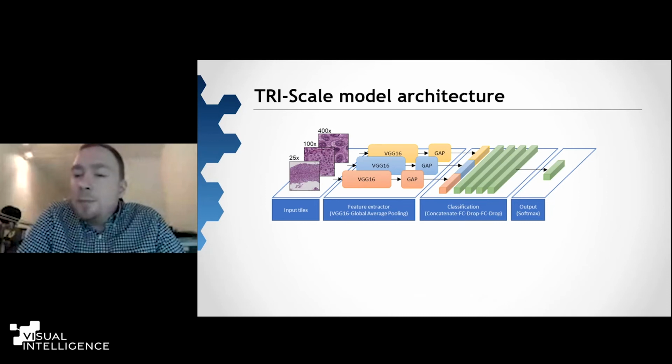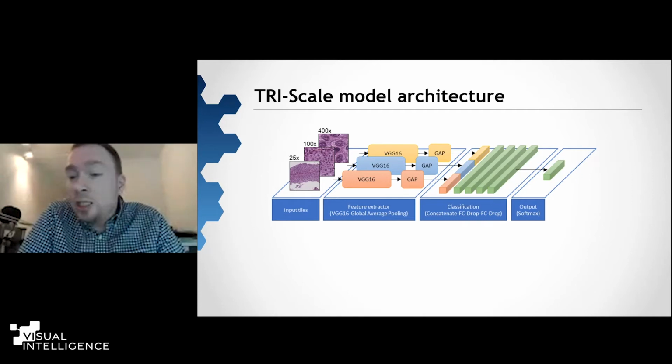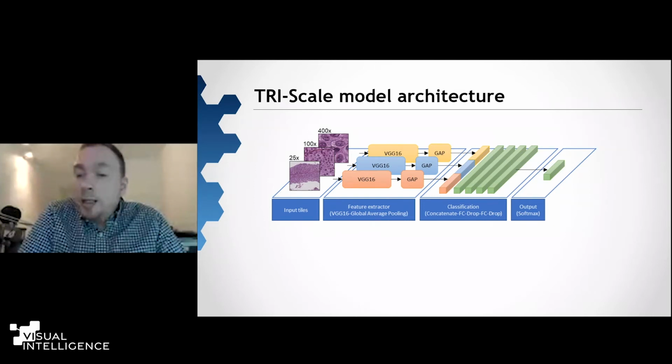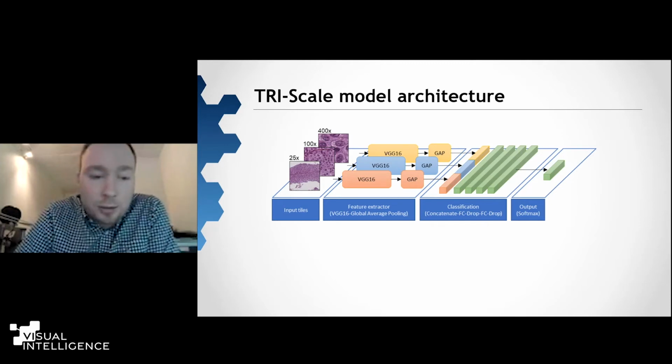So this is the block diagram of the 3-scale model architecture. It is called 3-scale because it uses tiles extracted at 3 magnification scales as input. Each of the tiles is fed to an individual VGG16 network, which acts as a feature extractor. And then we use a global average pooling layer to transform the 3-dimensional vector into a 1-dimensional vector. The 3 feature vectors are then concatenated and fed to the classification network. And finally, we have a softmax on the output layer.